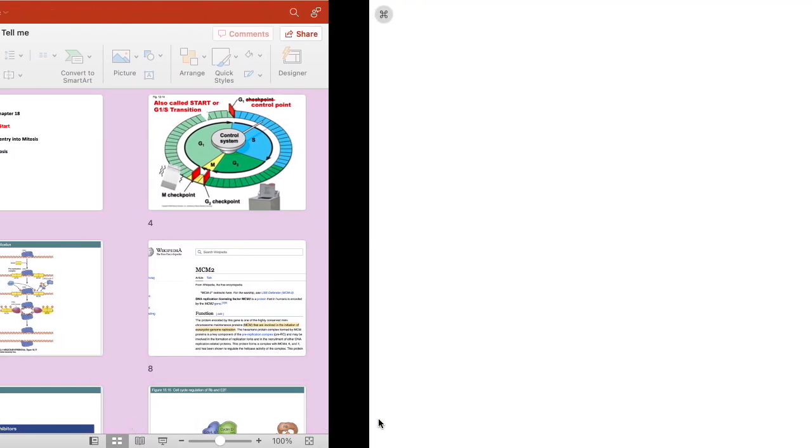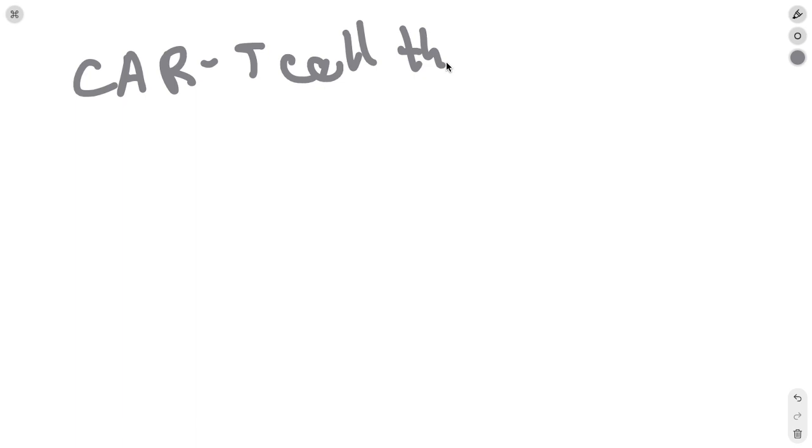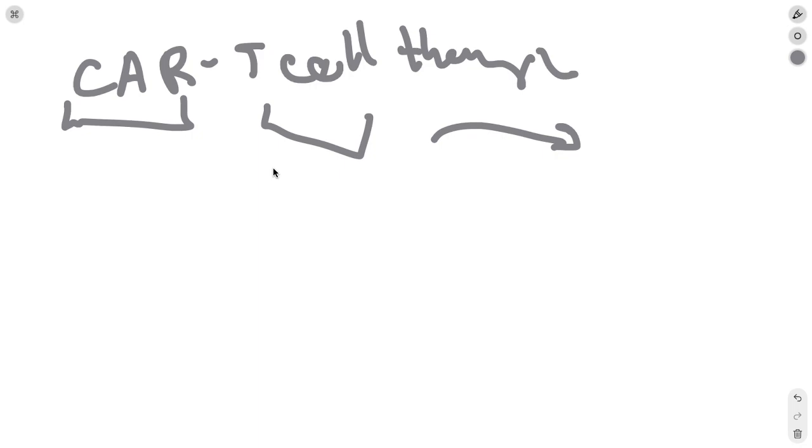He was talking to us about this, the cellular response. So we have this CAR T cell therapy, and it's called that because the scientists create a CAR, a chimeric antigen receptor, and they put it into T cells, and they use it for cancer therapy.